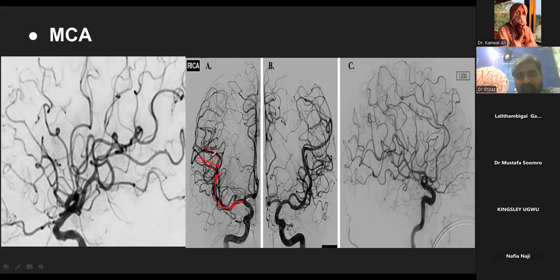M1 and M4 are out. M2 and M3 are up. Look at here, this one outside. M4 is also outside, going outside. Wherever these are upward, this will be the M2 and M3 segment. Okay? So these are the 4 segments of the MCA. It is clearly visualized here.